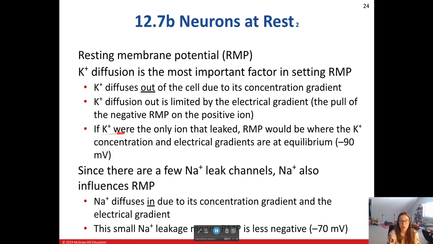So if potassium was the only ion leaked, the resting membrane potential in neurons would be around negative 90. But since we're also gaining some more positives back, some sodium leakage back in, the resting membrane potential is around negative 70 in neurons. It is actually negative 90 in muscles because muscle cells have a lot of negatively charged proteins and stuff on the inside.